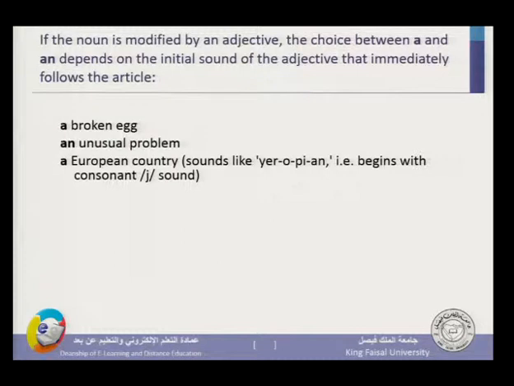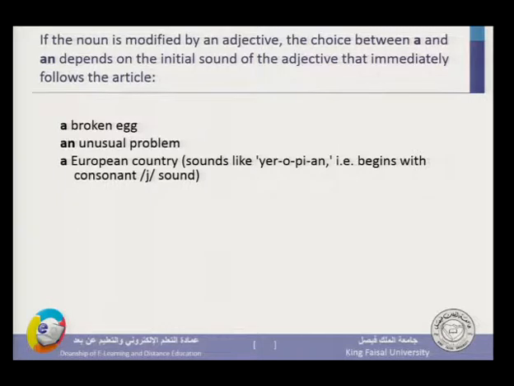If the first letter in the adjective, which precedes the noun, starts with a consonant, a is used. But if it starts with a vowel, an is used. So I say a broken egg. But the second example, an unusual problem, because the adjective unusual starts with a vowel. So an is used. I think this is clear.